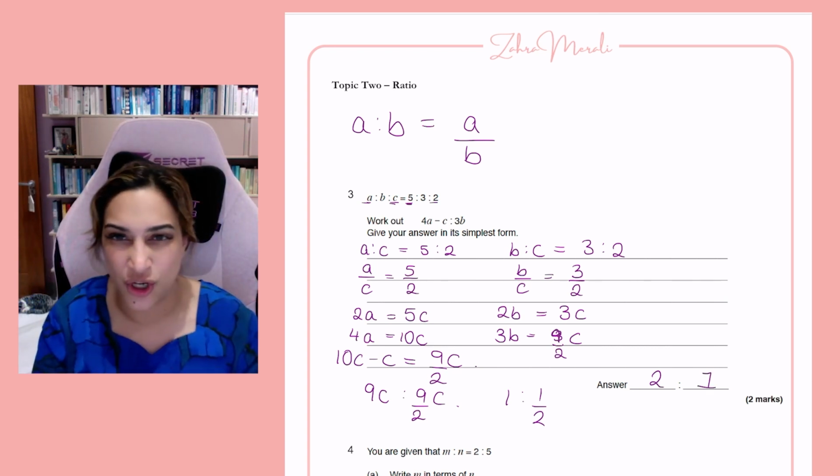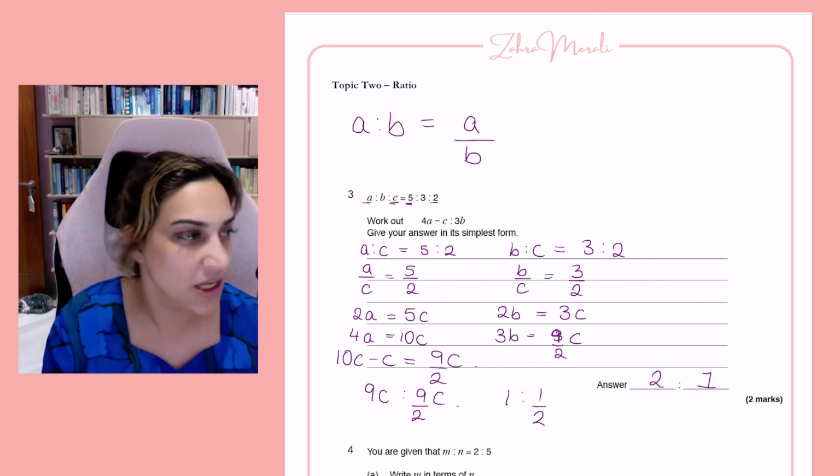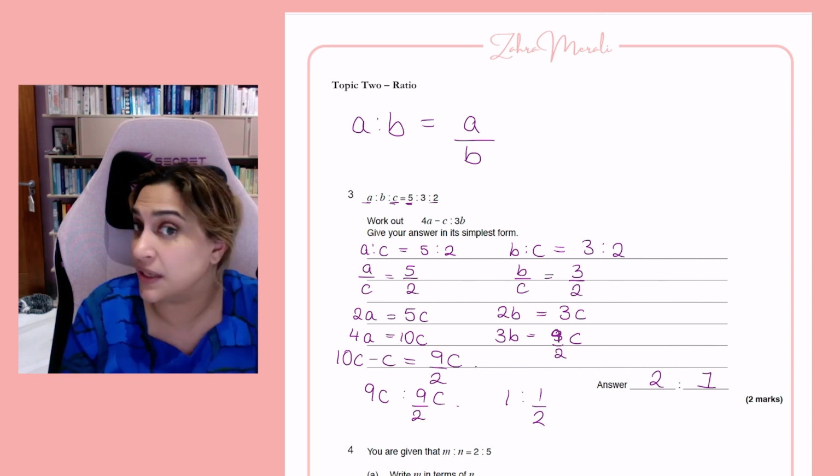So 2 to 1 is my ratio, and I've gone through a long way of doing that just to show you the relationships. You may have come to that directly. It's only 2 marks in one line, and that would have been perfectly fine.